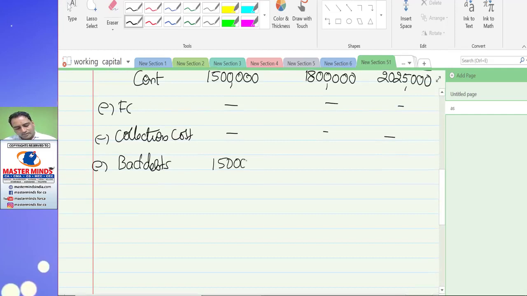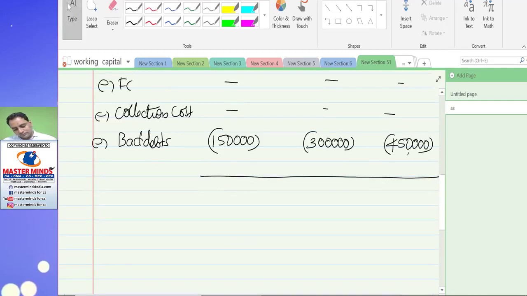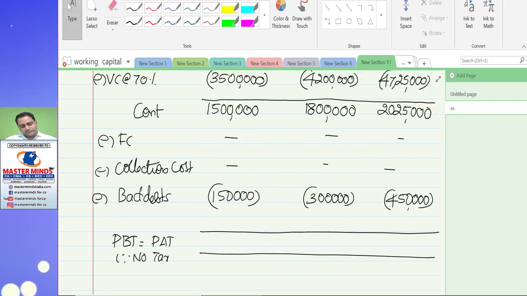1,50,000, 3 lakhs, 4,50,000. PBT is equal to PAT. $13,50,000. 15 lakhs. 15 lakhs 74,000.